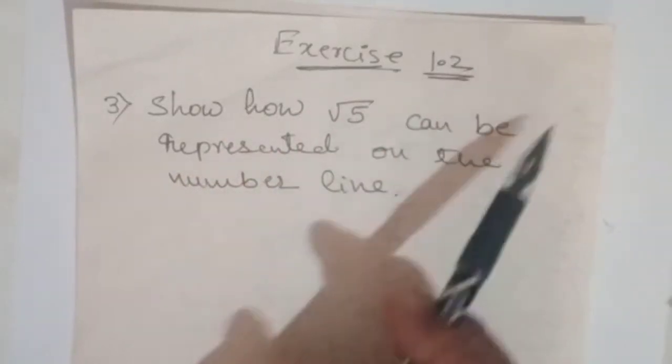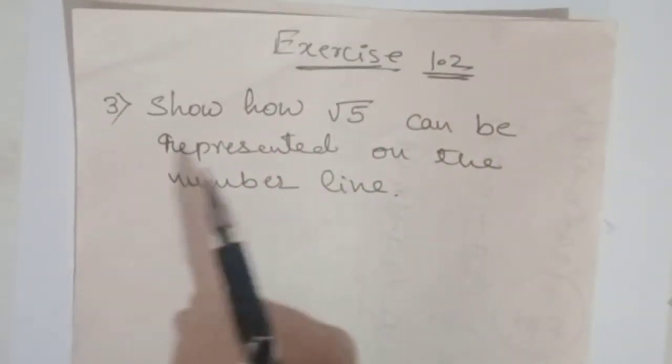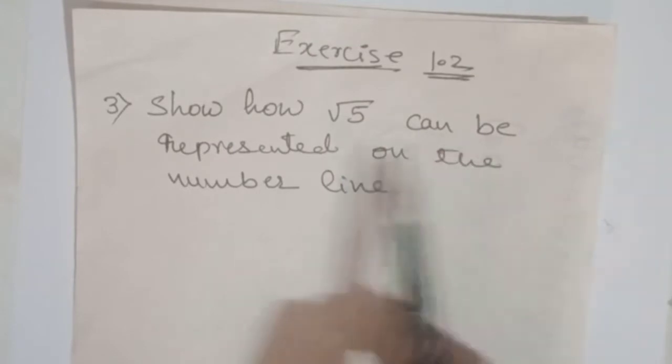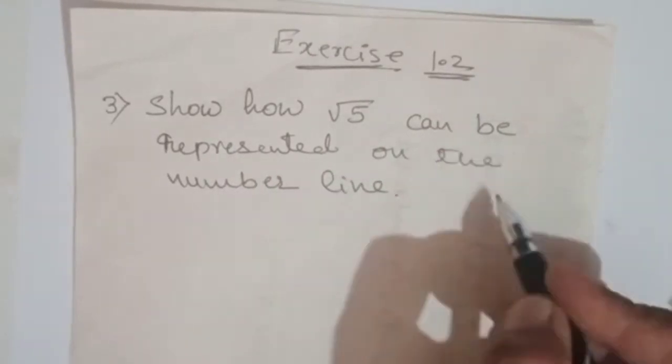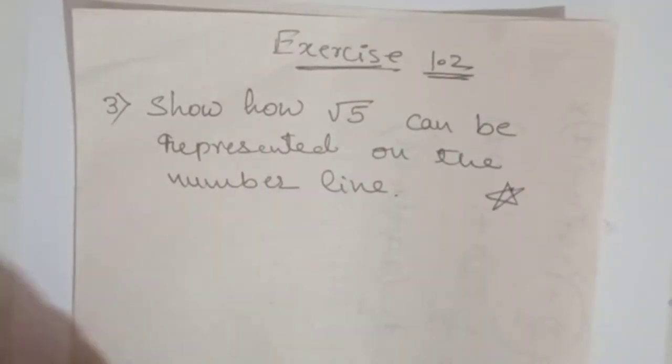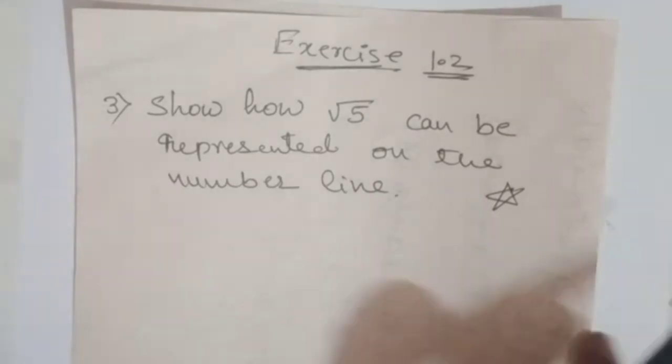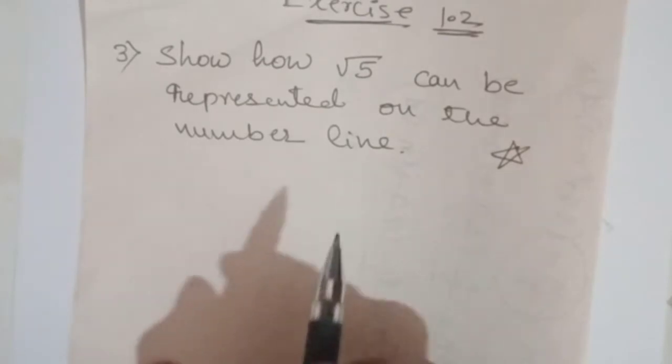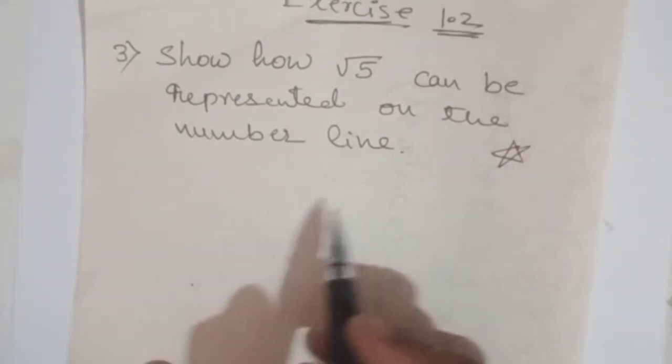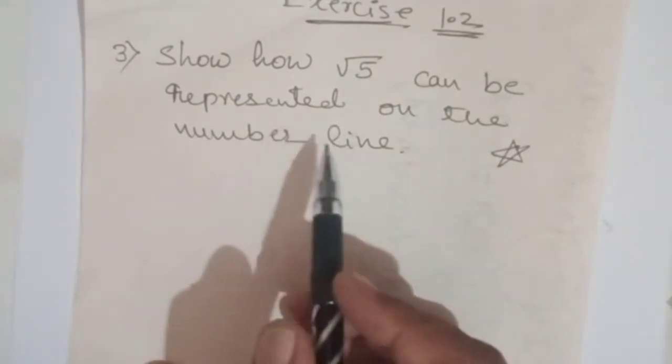Question, exercise 1.2, question number 3 of that one. Show how root 5 can be represented on the number line. This is important from the point of exam also. See here, this is very simple. How to draw this one without any confusion. I'll just show roughly and afterwards I'll show you neatly how to draw this one with accurate measures.